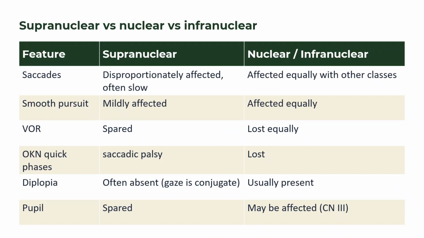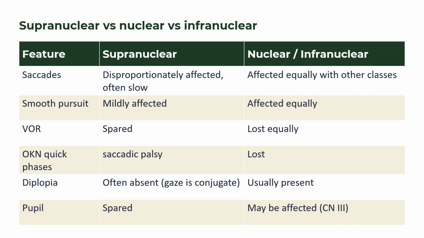So, how to differentiate supranuclear versus nuclear or infranuclear pathology? When it comes to eye movements, saccades are disproportionately affected and are often very slow in supranuclear lesions, whereas in nuclear lesions, they are equally affected with other movements. Smooth pursuits are mildly affected in supranuclear regions, whereas they are equally affected as other movements in nuclear and infranuclear lesions. Vestibulo-ocular reflex is spared in supranuclear lesions, but it is equally affected in nuclear and infranuclear lesions.